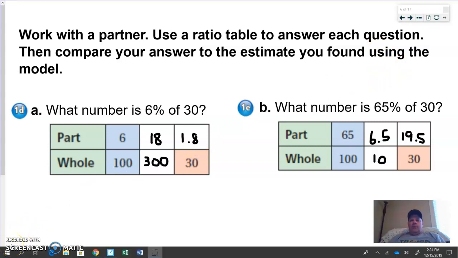In these, I've shown you two different ways that you might use a ratio table to help you. Since I know that 6 over 100 is equal to 18 over 300, since I times by 3 on both of these, to get from 300 to 30, I divided by 10, so I must divide 18 by 10, and I get 1 8/10. On this one, I know that 65 over 100 is equal to 6 5/10 over 10. Then I can take 10 times 3 and get my answer for those. This is another way that you can solve percents.